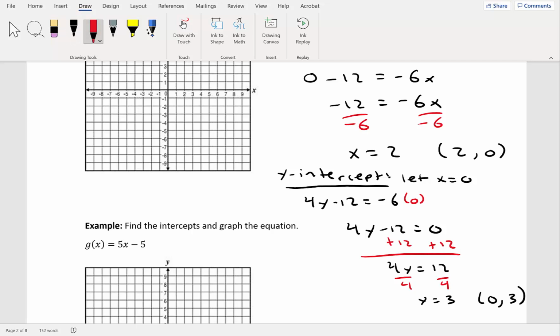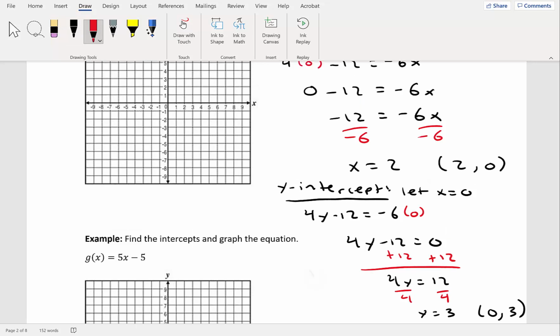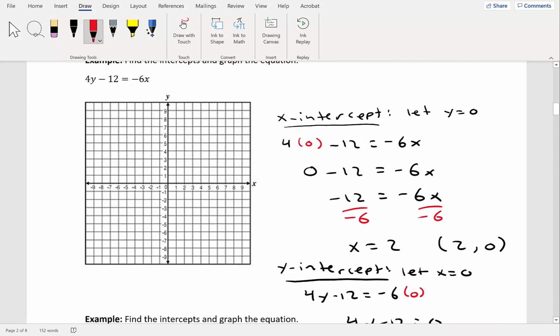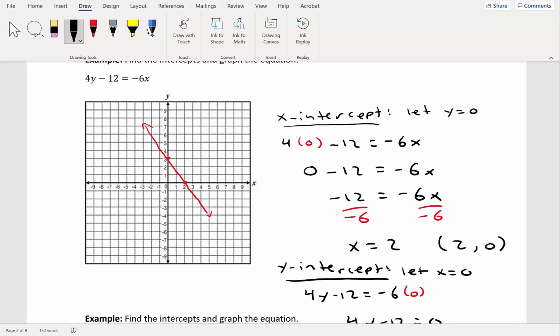Now that we have these 2 points, we could plot these 2 points and then graph our equation. We have our x-intercept, which is (2, 0), and our y-intercept, which was (0, 3). We could connect the 2 points with each other, and we have our graph. So it's very similar to creating a table and choosing some ordered pairs that are solutions to the equation, except we wanted to get these specific ordered pairs. We wanted to get the intercepts.